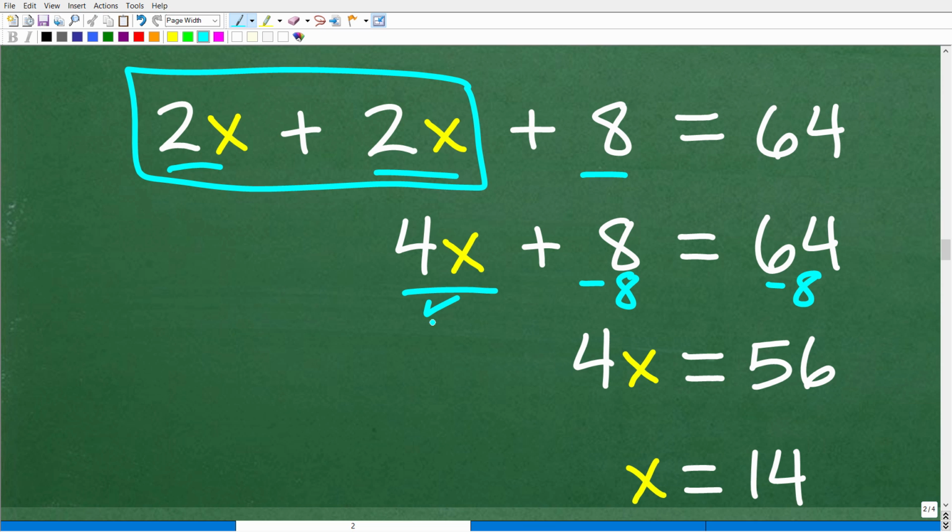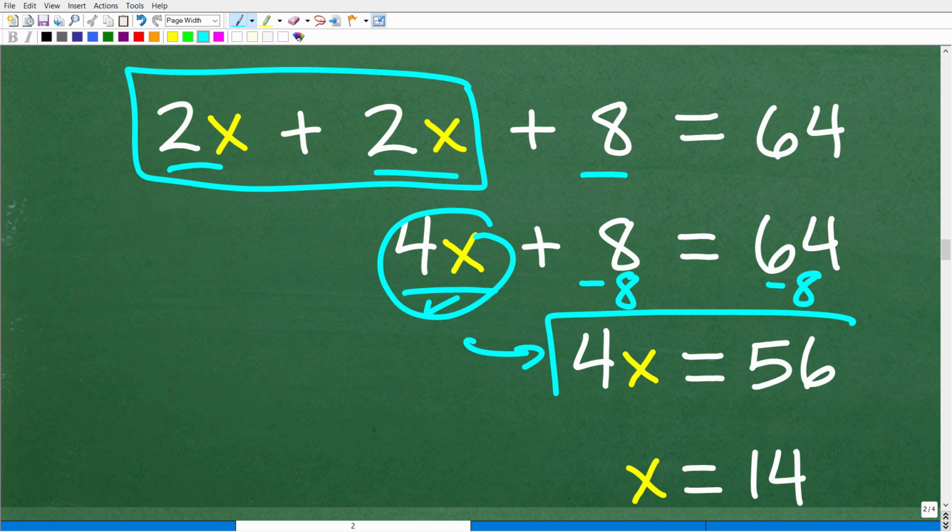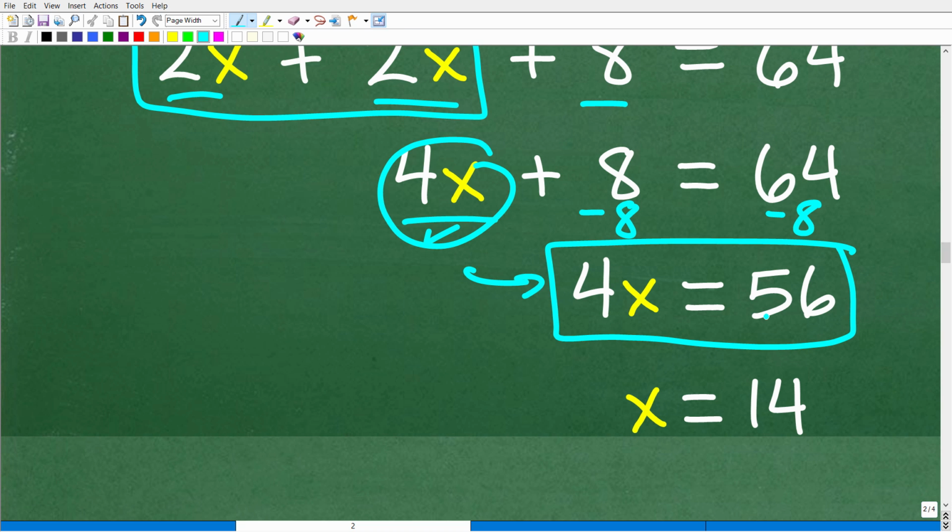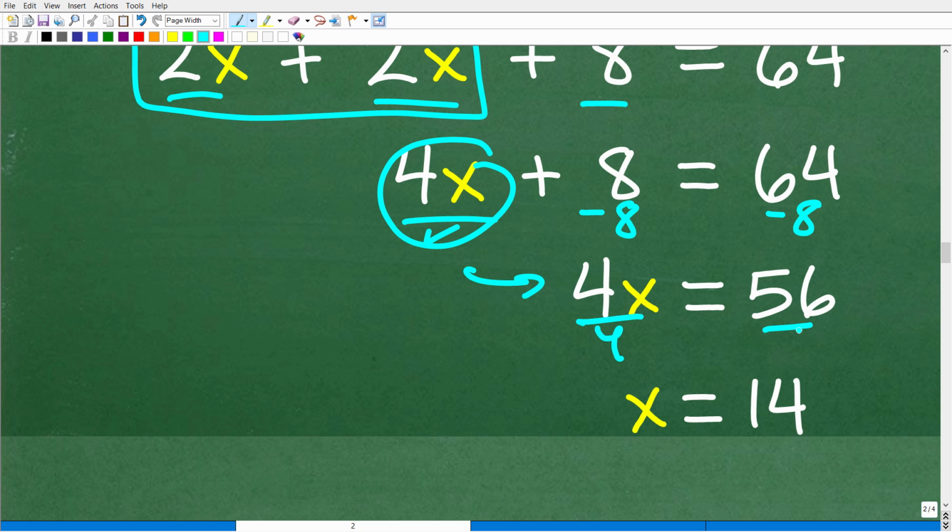There's no problems there. So by subtracting 8 from both sides of the equation, I'm going to get 4x is equal to, these 8's go away right here, 64 minus 8 is 56. So now I'm down to this one-step equation, 4x is equal to 56. To solve for x, all I need to do is divide both sides of the equation by 4. 56 divided by 4 is 14.